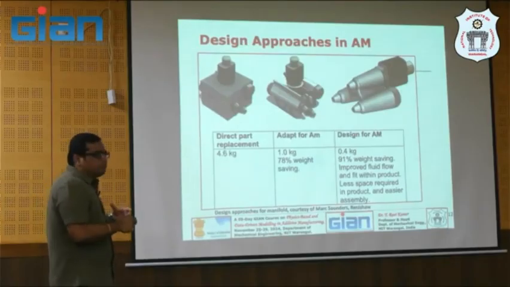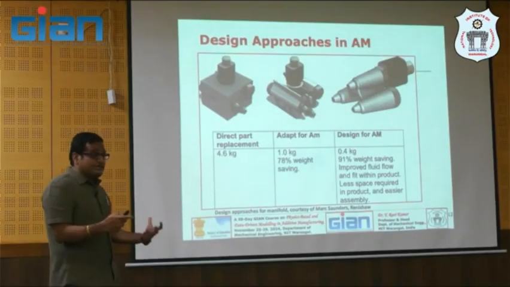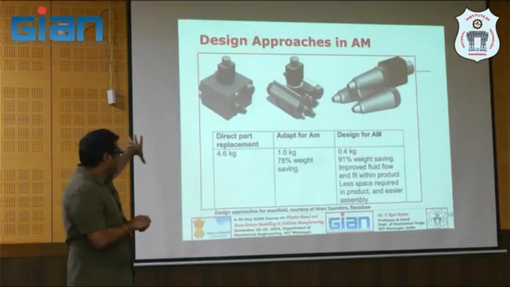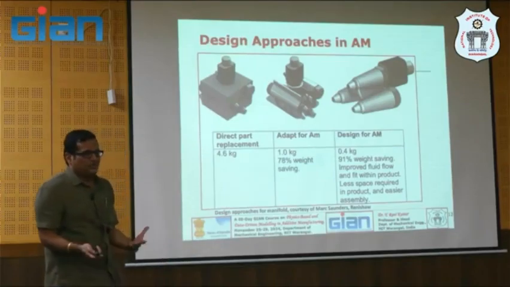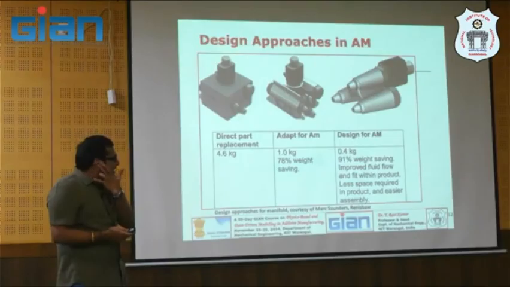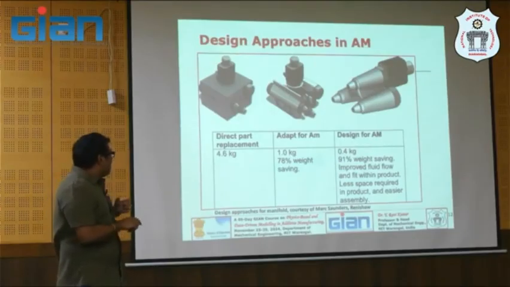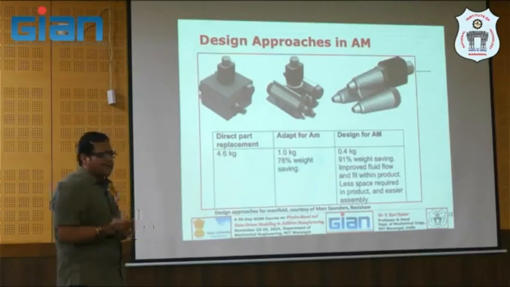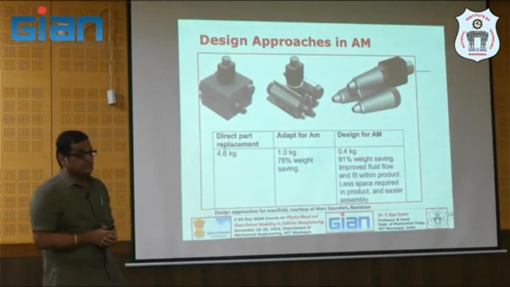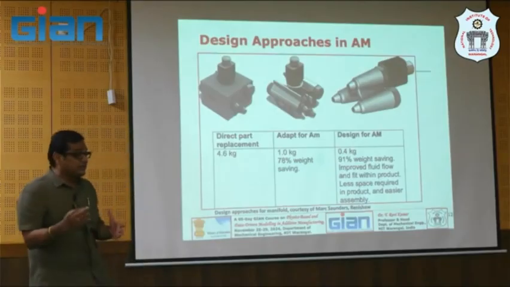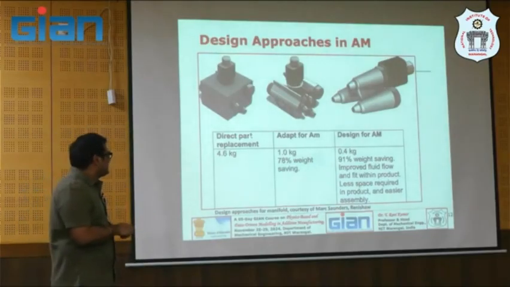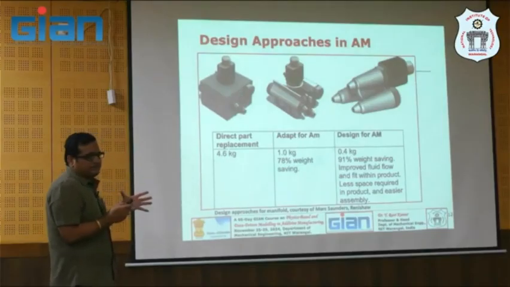If you want to manufacture without changing the design, so you have the conventional design and you want to just print it without changing it, then what is the scenario here? We will try to see. And not always, you may be constrained, you are not supposed to alter the design in some situations. Maybe it may be a spare part, for example, so you don't have the flexibility to change the design. In that case, you can directly print it. But for example, this may be 4.6 kg weight.